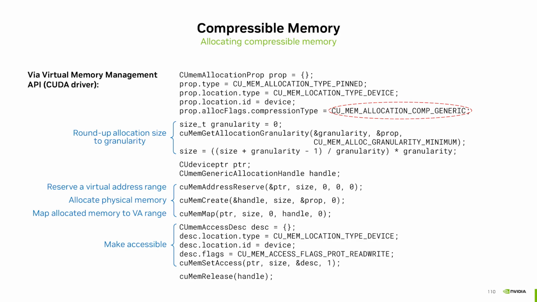I already told you that there is no one-liner way to allocate compressible memory similar to cudaMalloc. Currently, you need to use the virtual memory management provided by the CUDA API, and here I'm showing the code. The main steps are: first, your allocation size has to be rounded up to the granularity. Then you reserve a virtual address range, allocate physical memory, glue these two together by mapping your allocated memory to the VA range, and then, since by default the memory is not read-write accessible, you need to set read-write access permissions. You can find all this information in the programming guide.